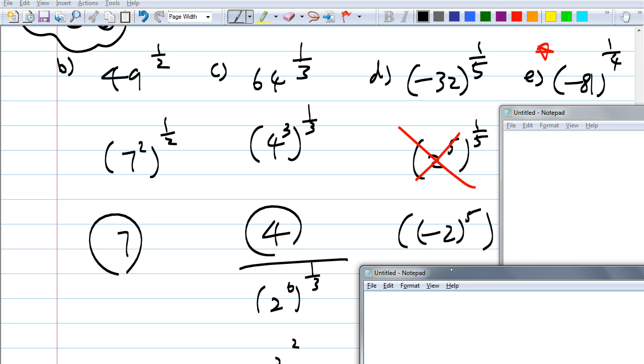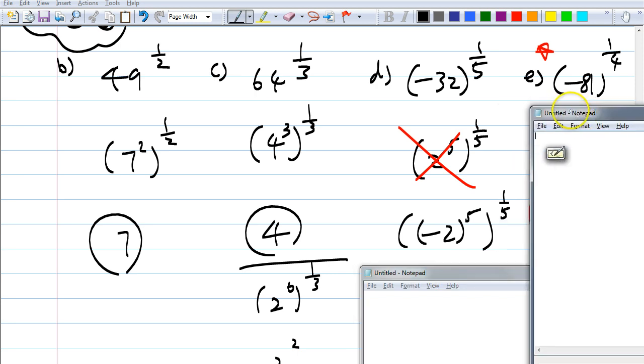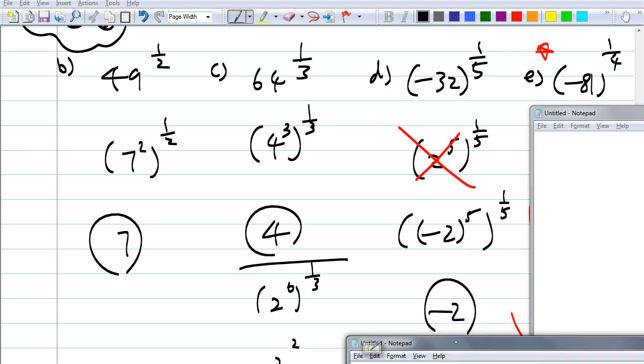And it's negative 2 to the 5th to the 1/5 power. What do we do with the exponents? What's the answer, class? Negative 2. Questions? In other words, if you multiply negative 2 five times, what do you get? Negative 32. No, I'm talking about D. Negative 2, if you multiply negative 2 five times, you get negative 32.